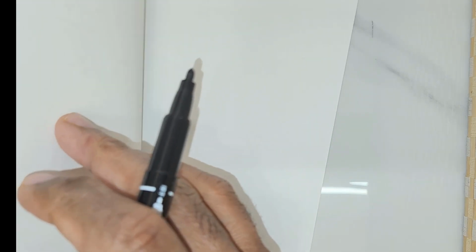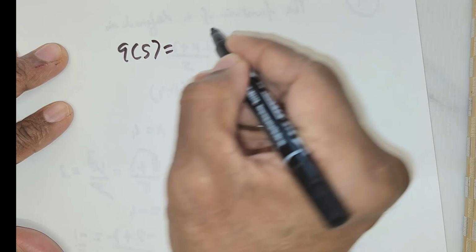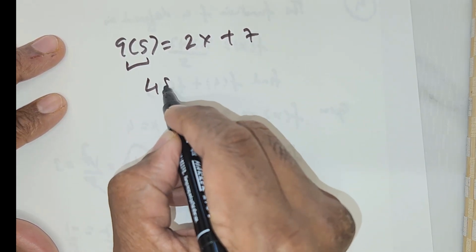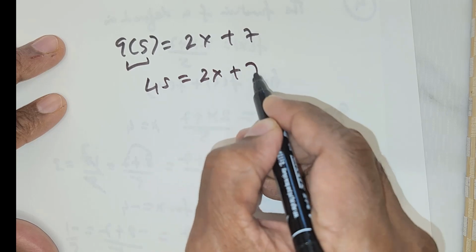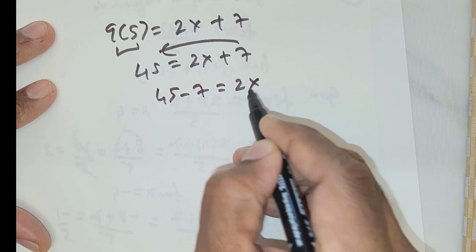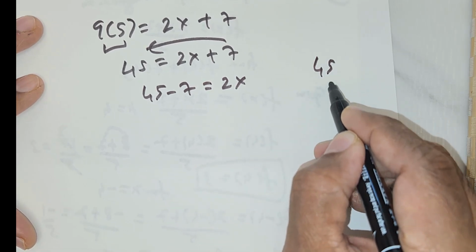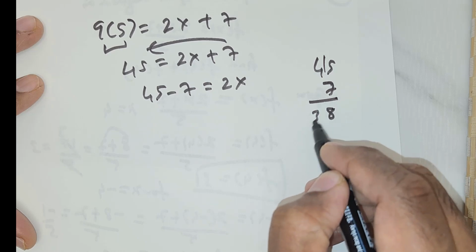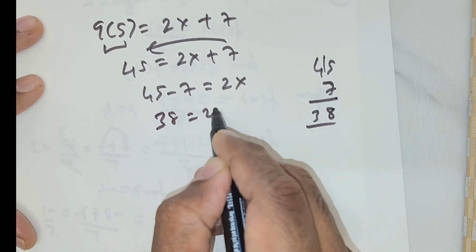So let me write that. So you have 9 multiplied with 5 is 2x + 7. So 9 5s are 45 is equal to 2x + 7. You move 7 to the other side, you get 45 minus 7 is equal to 2x. So from 45 you take away 7, what do you get? You get an 8 there and then a 3. So 38 is equal to 2x.